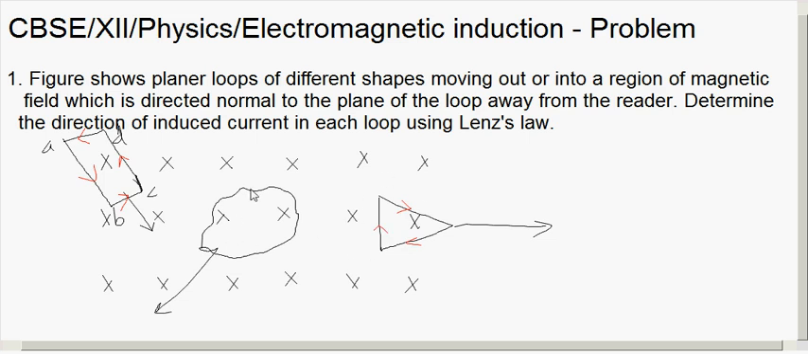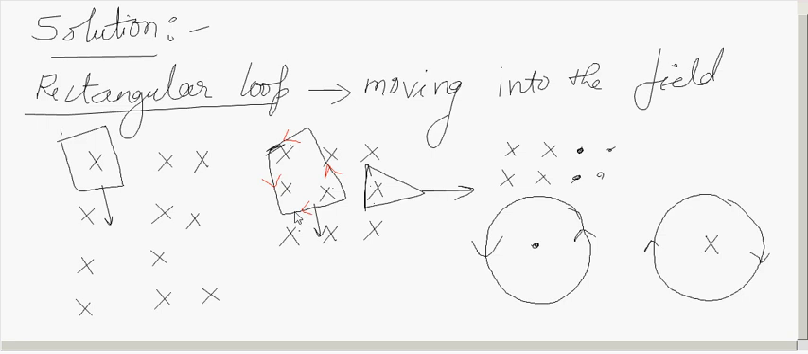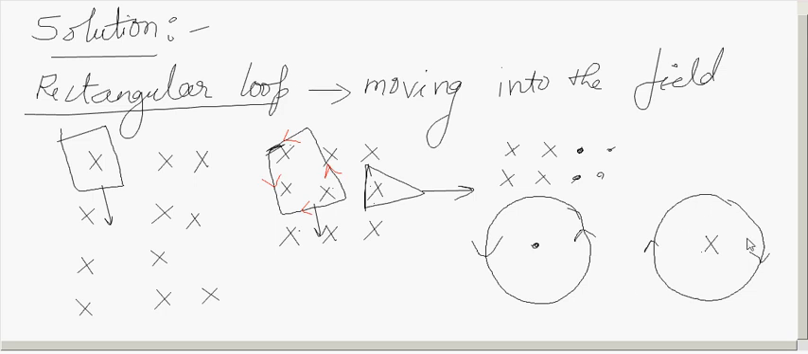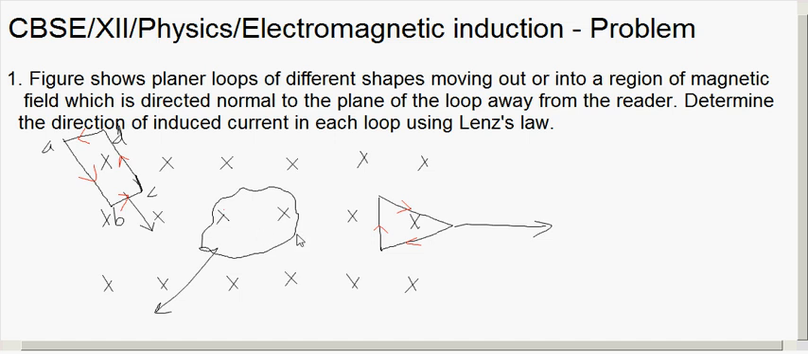Now again in this irregular shape, it is the same as this triangular loop. The loop is moving away from the cross magnetic field, and when it is moving away from the field, the cross magnetic field which is linking the plane of the loop reduces. To increase this, we should have a current which will produce cross magnetic field. So the loop current must be in the clockwise direction.